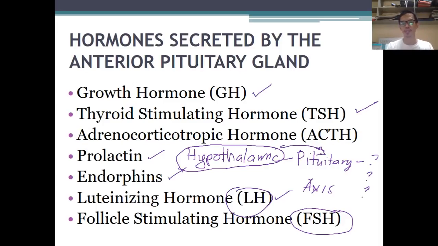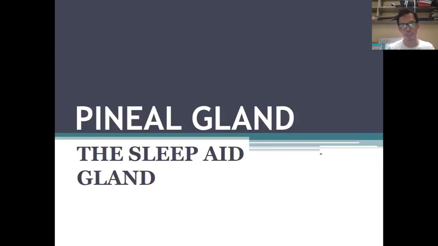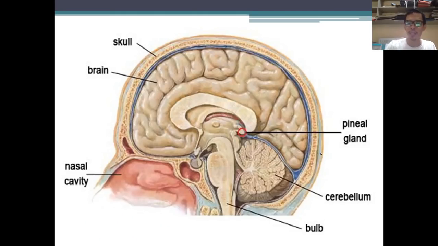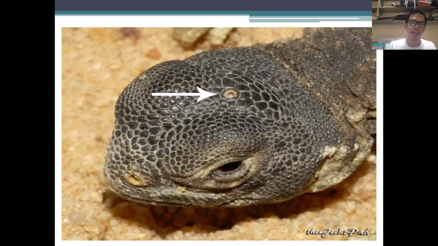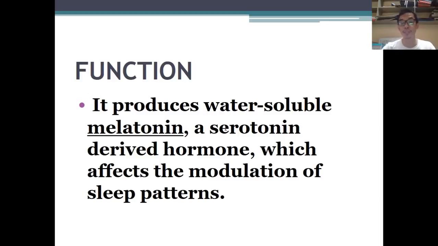All right, so let's go now to the first organ, which is called the pineal gland. The pineal gland aids the body in the sleep cycle. The pineal gland is located somewhere here. It is very small. In some animals, they also have a pineal gland, and in some cases this is considered to be their third eye somehow. And basically, this is water-soluble.